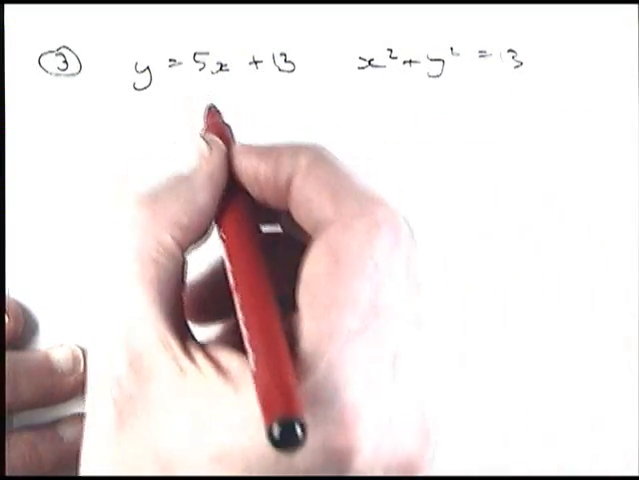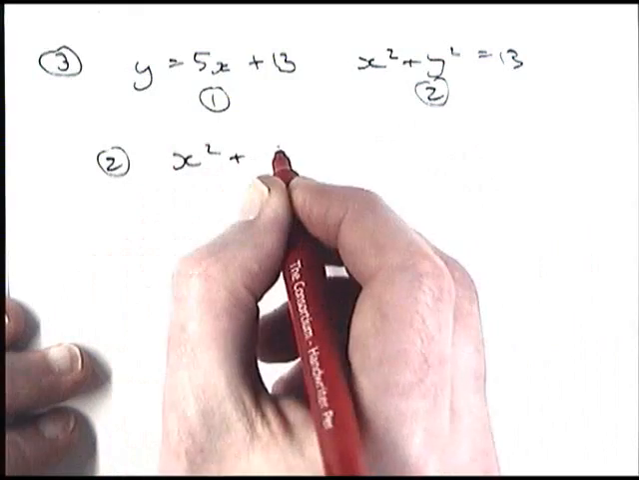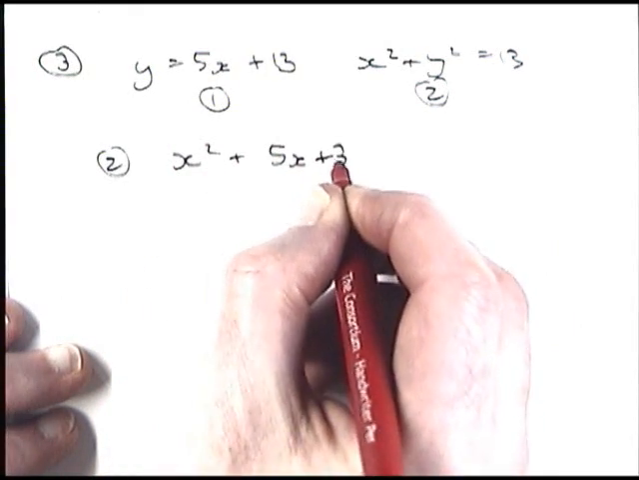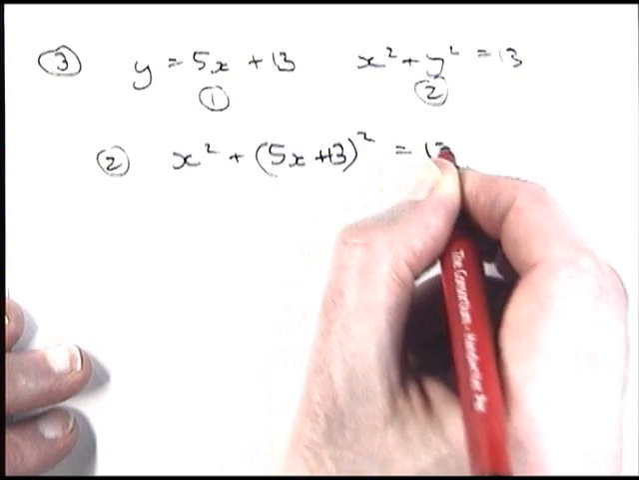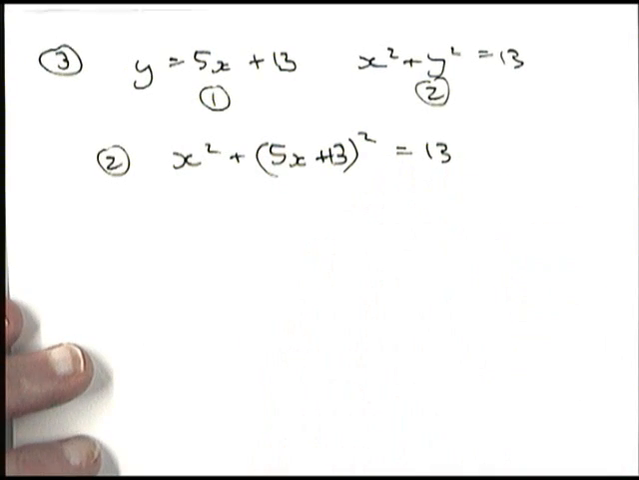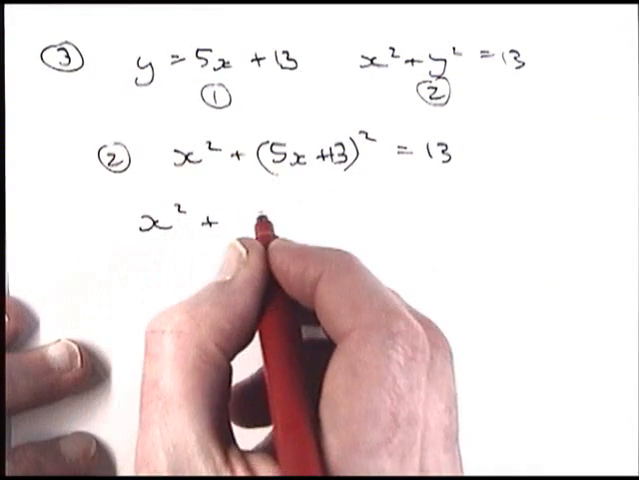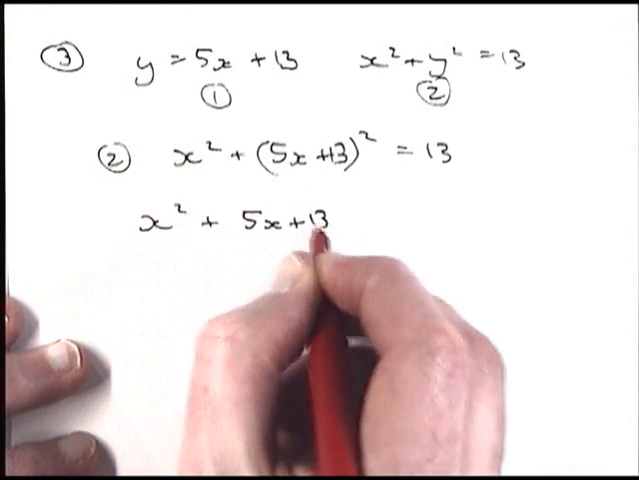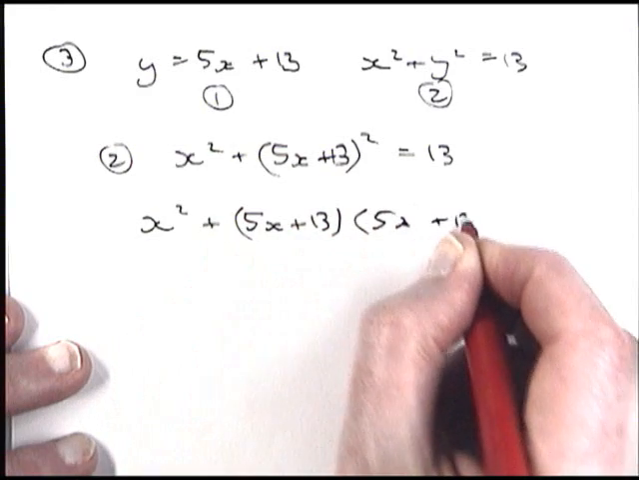But that means if I call this equation number 1 and equation number 2, I can rewrite equation 2 as x squared plus (5x plus 13) squared equals 13. And now I've got this one equation with just one unknown, which is what I want to solve this. So I need to multiply the bracket out. Remember, 5x plus 13 squared means 5x plus 13 times by 5x plus 13.